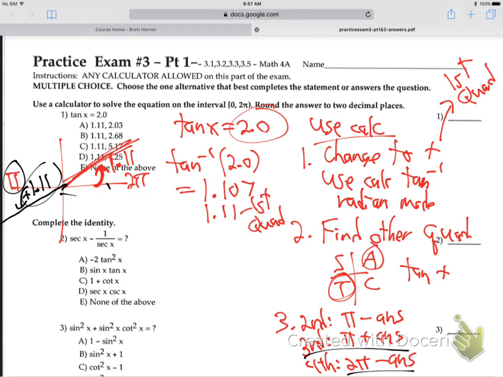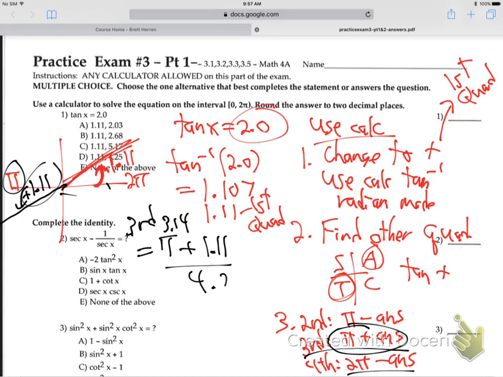So what should I do then to find the other answer? Since we are in the third quadrant, I should take my calculator and take pi plus the 1.11, the answer I got the first time. Right? That'll be the third quadrant answer. Pi plus, so use your calculator. Pi is 3.14, plus 1.11 is 4.25. 4.25 is the other answer. There it is, D.